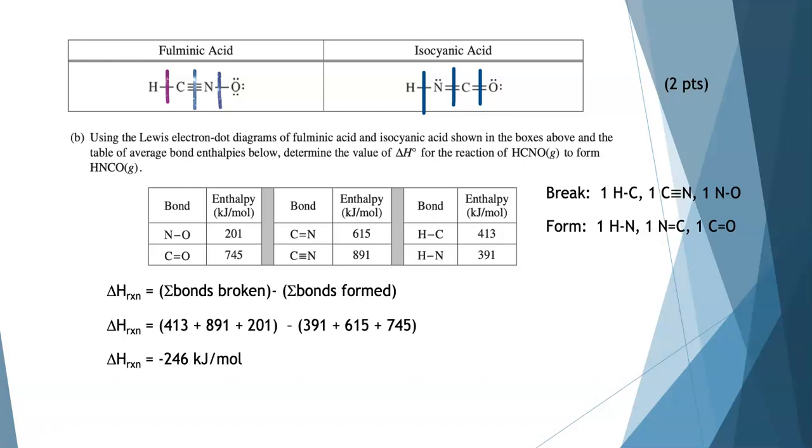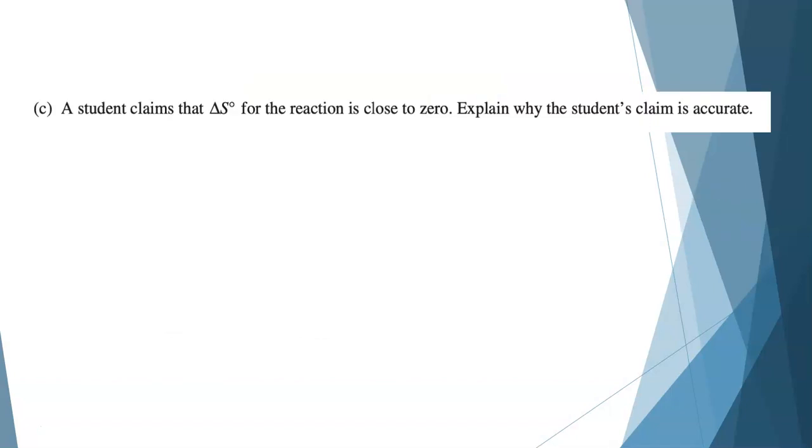It was basically 1 point for figuring out what you needed to break and form, and 1 point for doing the math correctly and getting the correct answer. Very reasonable. All right, let's go on. The problem continues. These long free response questions. A student claims that the entropy change for the reaction is close to zero. Explain why the student's claim is accurate. This is a really nice way of probing your understanding of delta S.